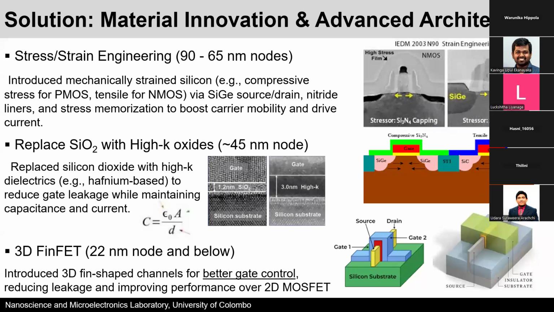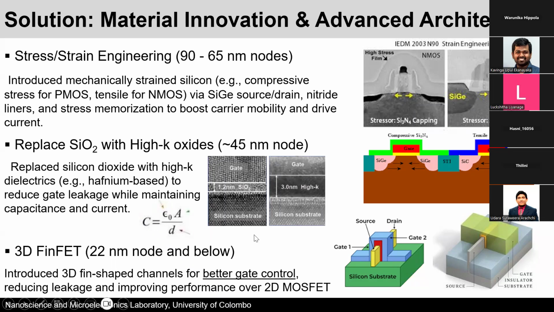But the advantage is that now this is much thicker, so there is less leakage, because the quantum tunneling depends on the physical thickness of the barrier, right? If the physical thickness is much larger now, then there is less leakage between the silicon substrate and the gate. But because this is a high K dielectric oxide, you have the same capacitance and you have the same current, right?